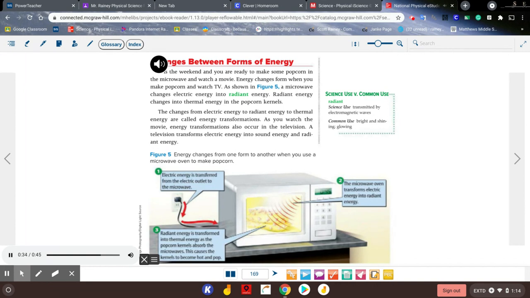As you watch the movie, energy transformations also occur in the television. A television transforms electric energy into sound energy and radiant energy.